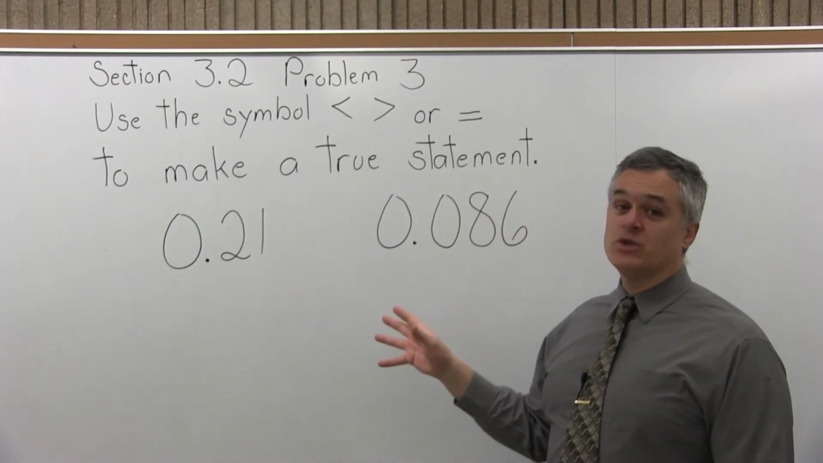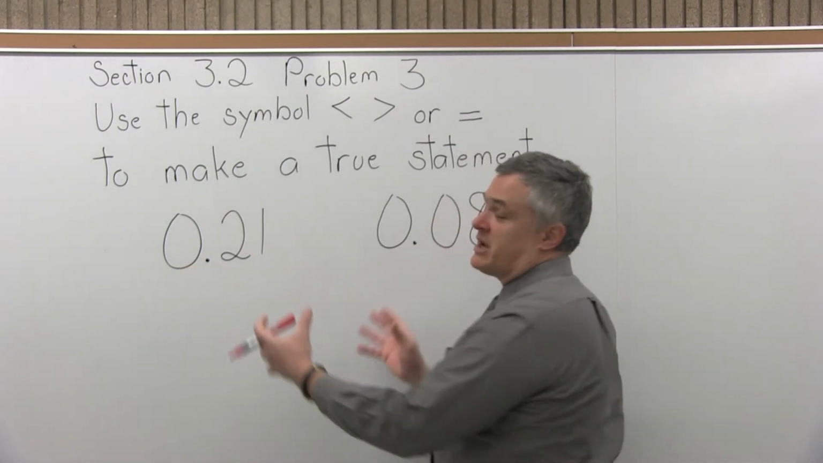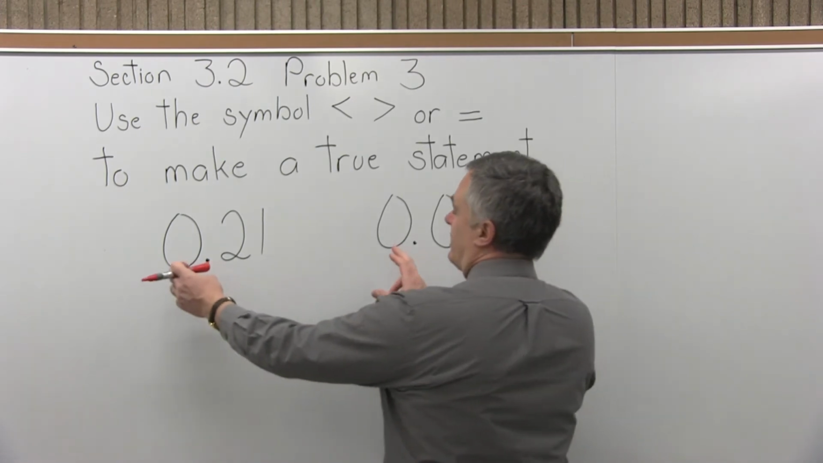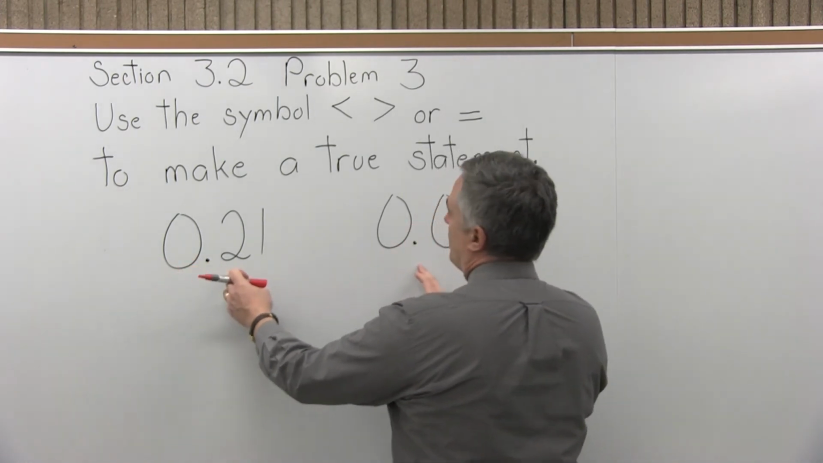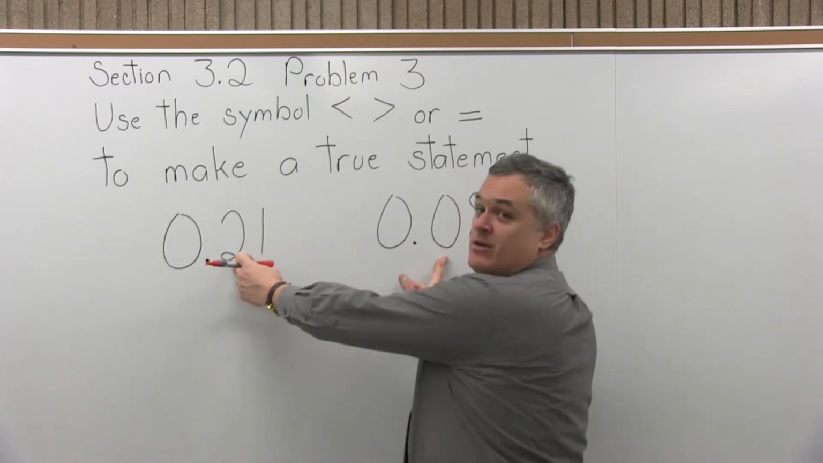To really determine which one is larger, what you need to do is start from the leftmost digit, make a comparison. If they match, keep moving one digit to the right. So the leftmost is 0, that matches, so we move one digit to the right. Now I'm comparing a 2 and a 0.